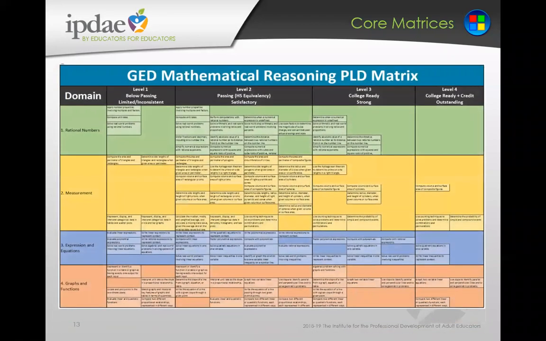In addition to the core matrices, we developed the GED math matrix. It's derived directly from the performance level descriptors released by GED Testing Service. We summarized it and formatted it for you according to the domains that they fall under and what's assessed at every level of GED. Really cool tool. So we created a GED version of the math matrix for ABE. And then we created other versions as well.